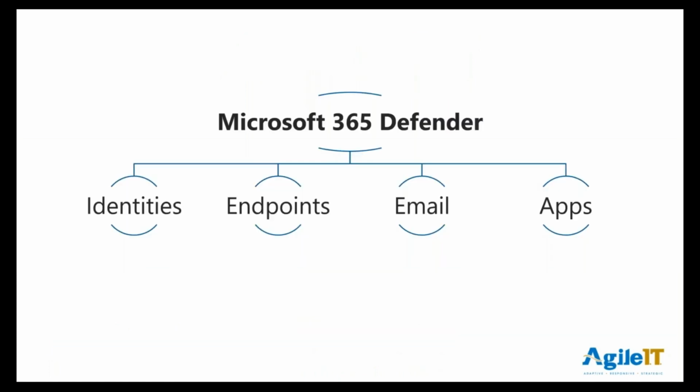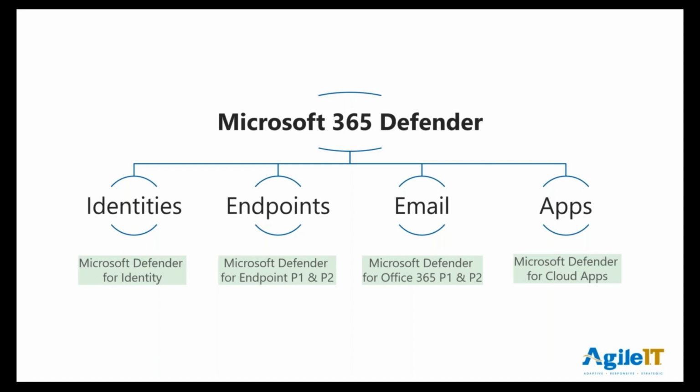But to reorient ourselves within the Microsoft 365 Defender landscape, we have these four main areas. We've got identities, endpoints, email, and apps. And each of these are supported by the different Defender branches, which are similarly named. Like I said, last time we spoke about Defender for Endpoint, Plan 1 and Plan 2. In the future, we'll be talking about Defender for Office 365, Plan 1 and Plan 2, as well as Defender for Cloud Apps. Today, we're talking about identity.